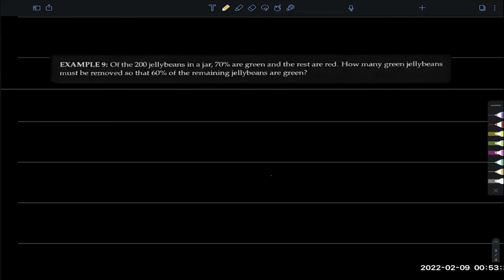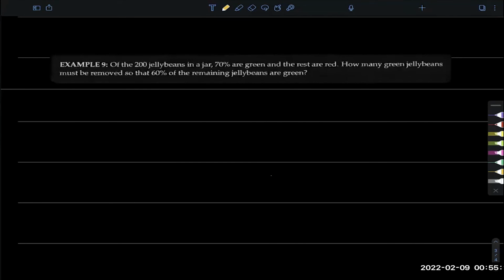Let me tell you what you're thinking. You thought that because the total is 140, 10% is 20. Sorry, the total is 200, 10% is 20. So if I remove 20, I will have 120 green, right? But the problem is when you have 120 green, the total is not 200 anymore. The total is 180. So it's not 60%. Okay. Sir, 140 came now.